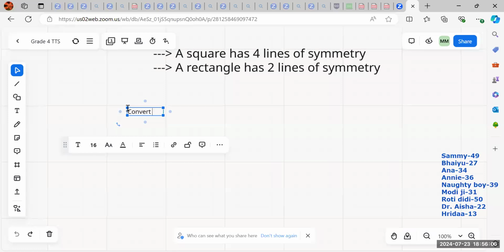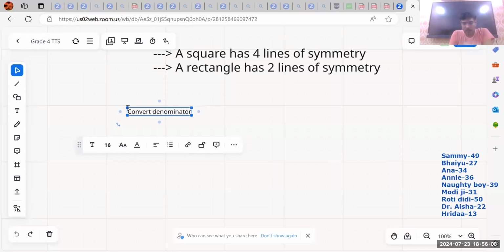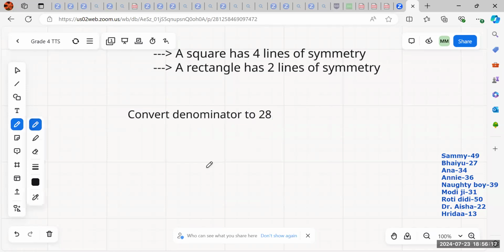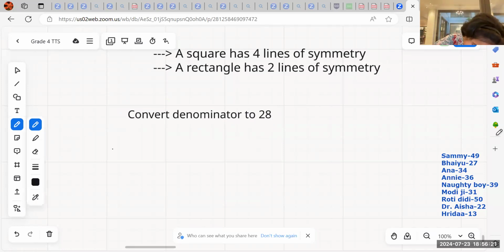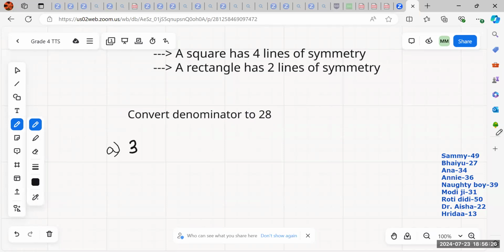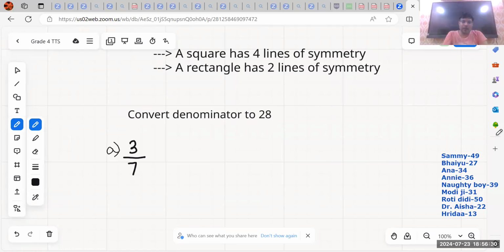Sir, can we do? Convert denominator to 28. Sir, I don't know how to do it. I forgot. Sir, I also forgot. I gave a worksheet also. Sir, my mother did not give it to me. Aisha, keep your camera on. I will explain better. Let everyone answer, then I'll explain. Let me see how many of you remember.